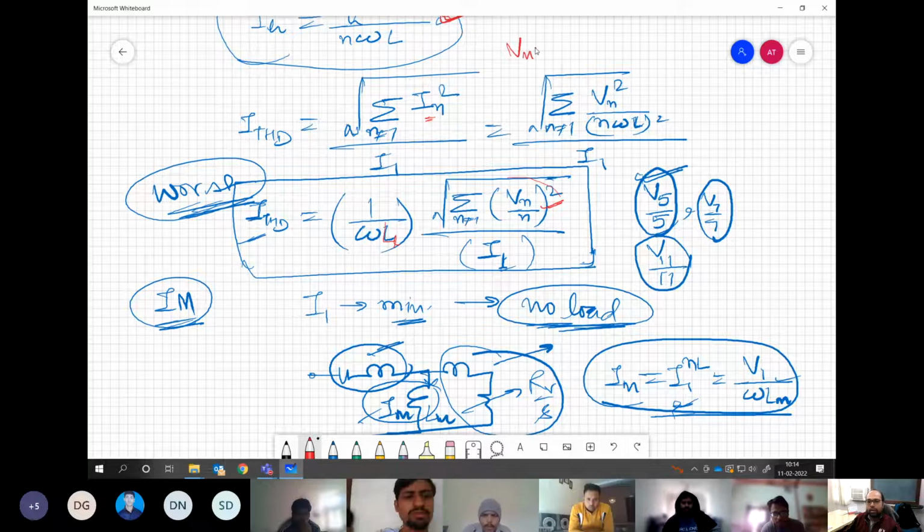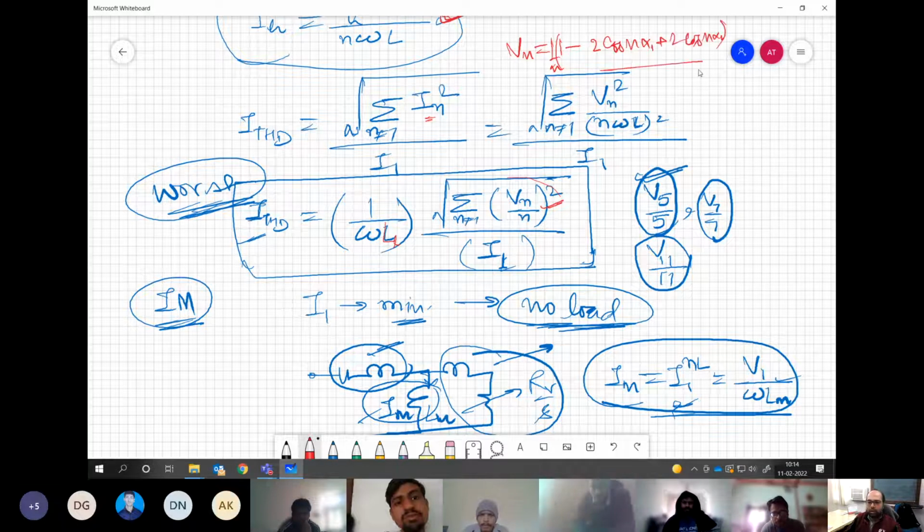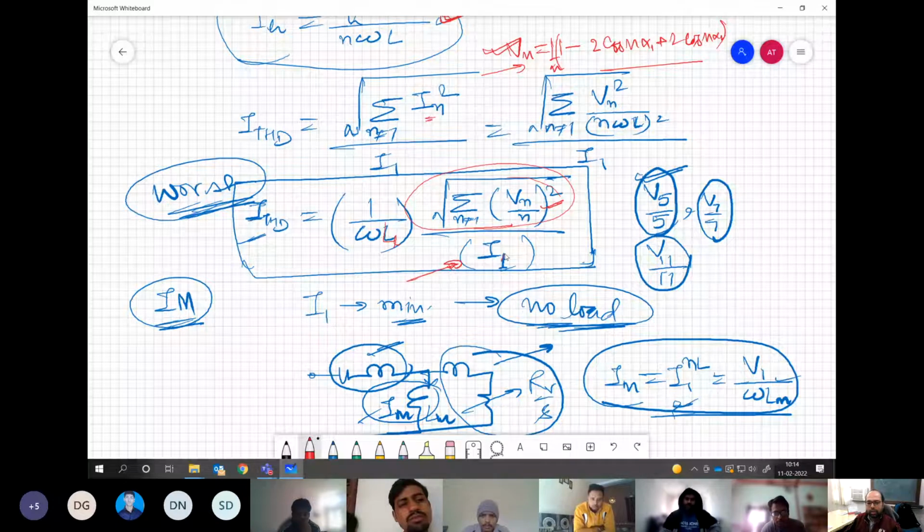Once you have fixed the PWM pattern, let us say 2 switching angles, the harmonic is fixed: 1 by n times of 1 minus 2 cos n alpha 1 plus 2 cos n alpha 2. Or you can extend it for any number of switching angles. So once the PWM is fixed, this is fixed. Now we can find the minimum value of this numerator. But still, there is some dependency of this fundamental current on load. So what can we look for? We can look for the worst case fundamental current.